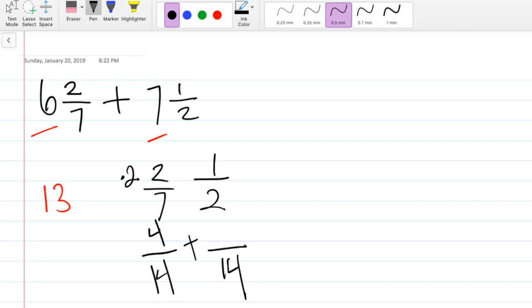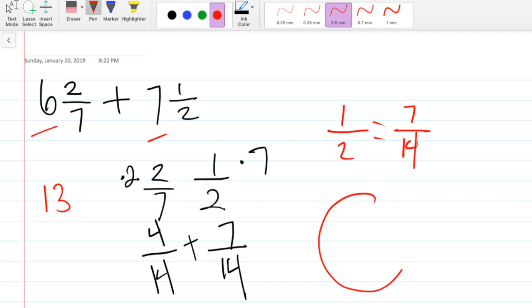So to go from 2 to 14, what did you have to multiply by? 7. Perfect. So you're going to do the same thing to the top. Multiply 7 times 1. That's going to give you 7. And if we write these fractions side by side, the 1/2 and the 7 over 14, we see that they are equivalent. Quick example if you still don't understand that.